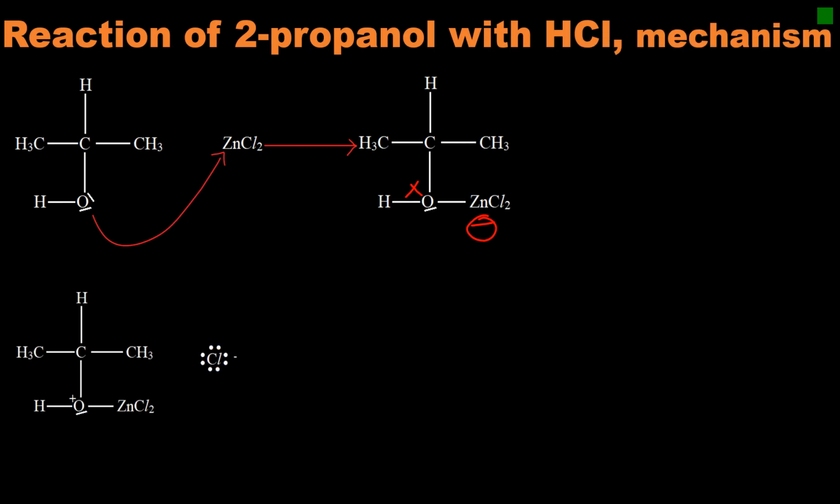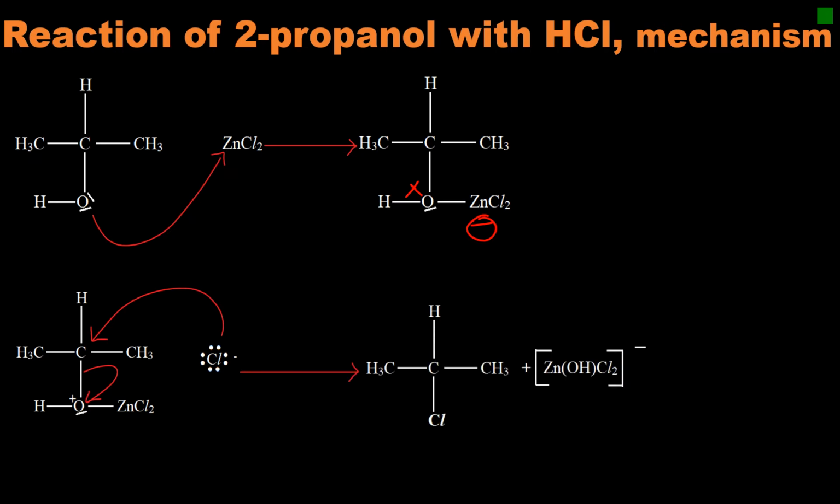That is why, if we have chloride ion from hydrogen chloride, which is a good nucleophile, it attacks the electron deficient carbon. The electrons of the nucleophile will repel the electrons of the bond between carbon and oxygen and make this bond break, and produce an alkyl halide and the zinc hydroxychloride complex ion.